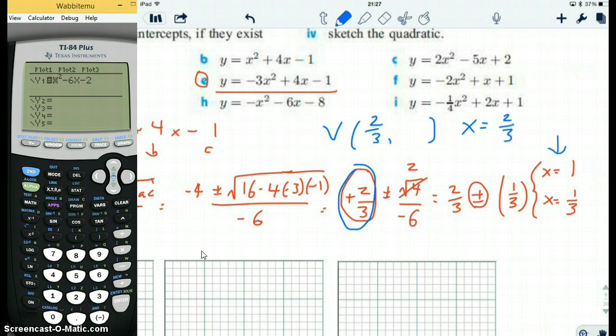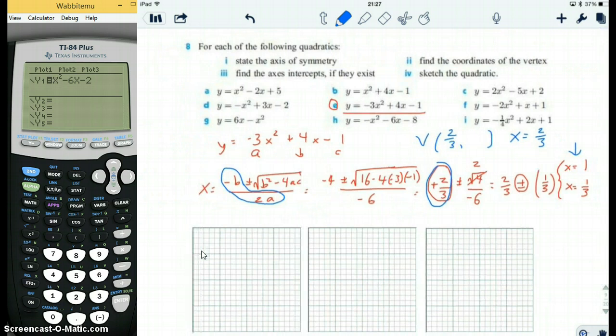And here are the x-intercepts. What about the y-intercept? Can you find the y-intercept? What you do is put x equals 0 into the equation, and then you get y equals 0 plus 0 minus 1, because the first term is 0 when you put x in there, and the second term is 0 too, and negative 1 is left. So the y-intercept would be 0 comma negative 1.